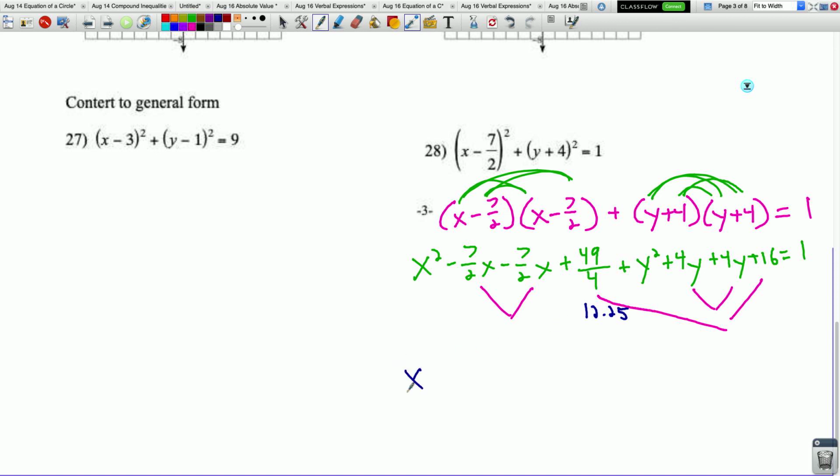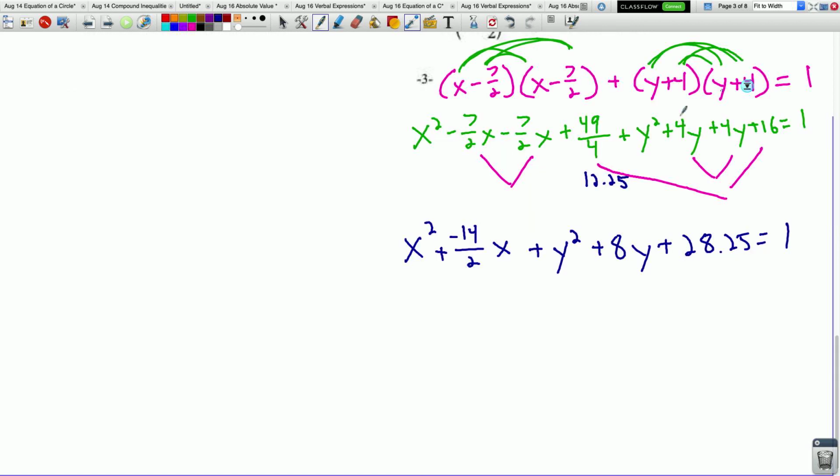And what do we got now? We got x squared, negative 7x, or 7 halves x minus 7 halves x will be negative 14 halves x. So negative 14 over 2x. We just add the numerators. Then we've got this y squared. Do a plus there. The y squared doesn't have a like term. 4y and 4y will become an 8y. And 12.25 and 16, that becomes a 28.25 equals 1.